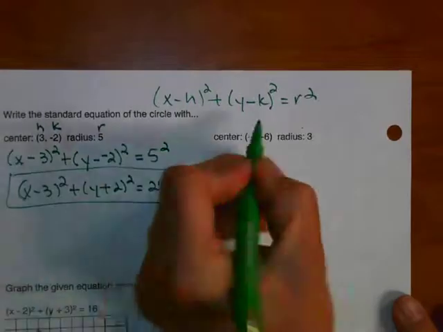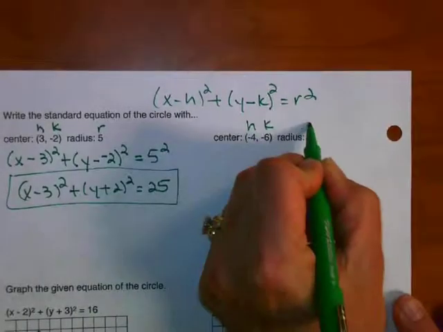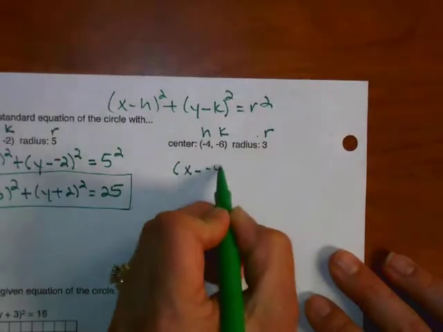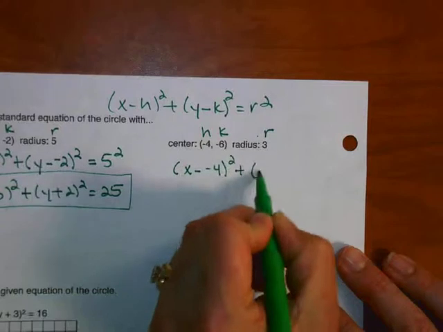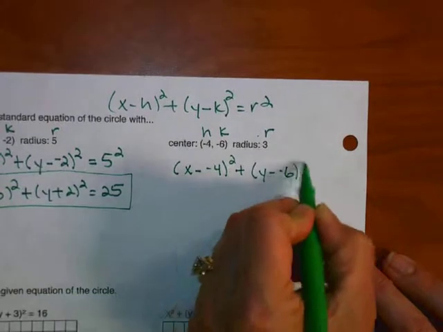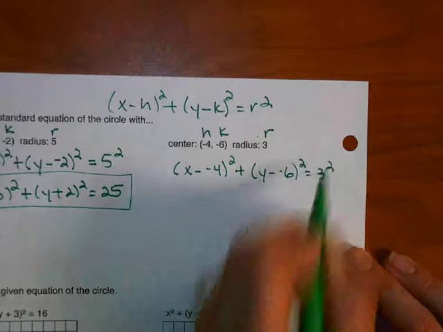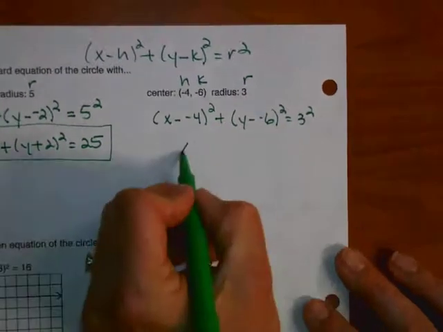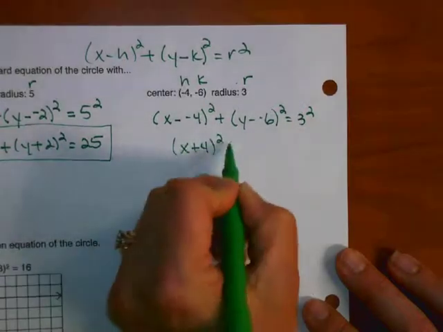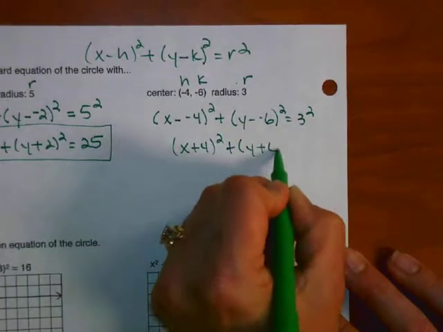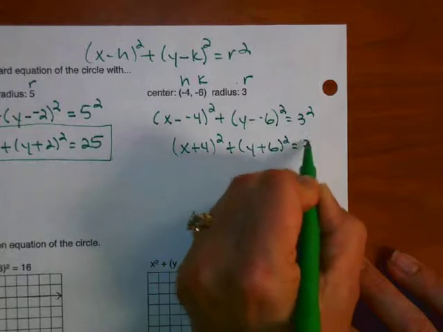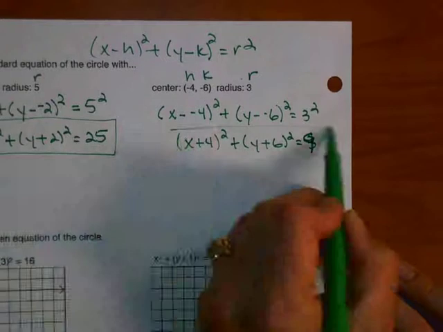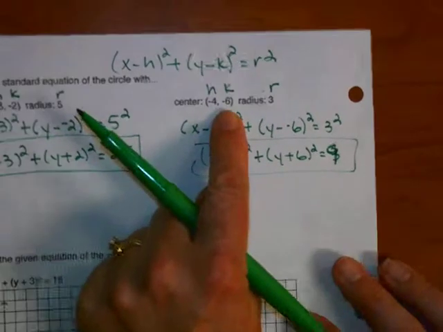So, all right, let's do this one. H, K, and R. So let's just plug it in. X minus a negative 4 squared, y minus a negative 6 squared equals 3 squared. And then all you do is just make it pretty. Oops, that's 9. And that's it. Now here's what I want you to see about these.